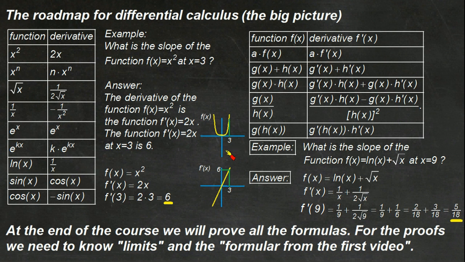Now, what was the first step in the solution? The first step was we searched for the derivative, and we found the derivative in the table. The derivative of x squared is 2 times x. The derivative f prime of x is 2 times x. You see the derivative in this picture, in the second picture. F prime of x, which is the derivative, is the yellow graph. The yellow graph is f prime of x, the derivative.